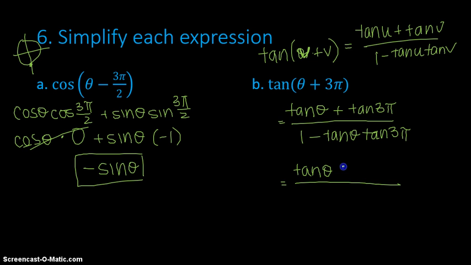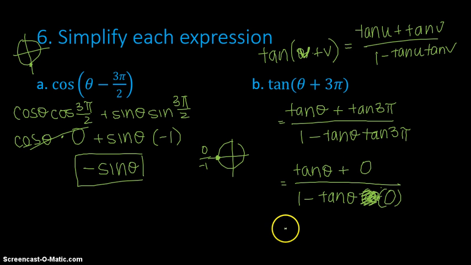Okay, so tangent theta I can't change. Tangent of 3 pi, if you need to think about your unit circle, this would be 0, 1 pi, 2 pi, 3 pi would be over here. Tangent is y over x, so in this case 0 over negative 1, which is 0. So I can plug that in for my tangent of 3 pi. So tangent of theta plus 0 is tangent of theta. Tangent of theta times 0 is 0. So I have tangent of theta over 1, which is just tangent theta.